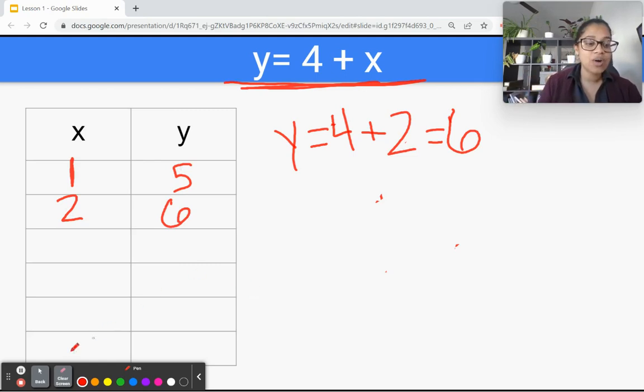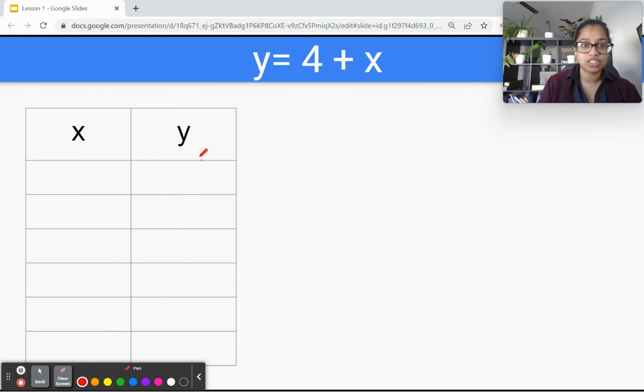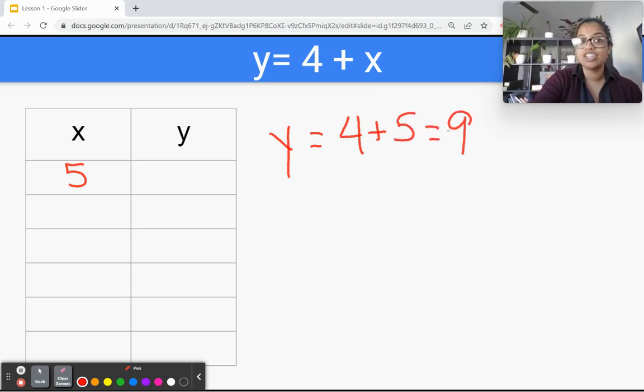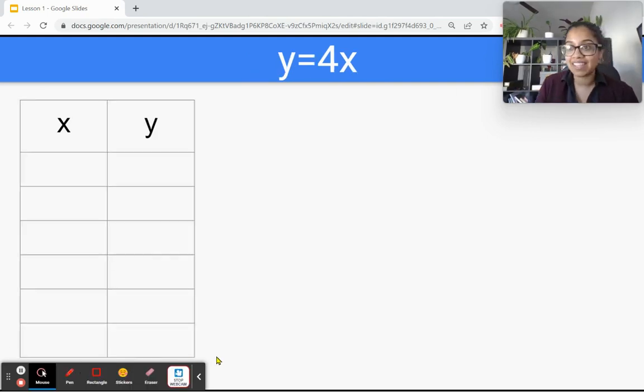All right, let's go ahead and do another example. Oop, I just erased everything. So let's do 5, right? So y is going to be equal to 4 plus x. Our x is equal to 5. So 4 plus 5 is equal to 9. So our y is 9. Awesome. Okay, sorry about that glitch.